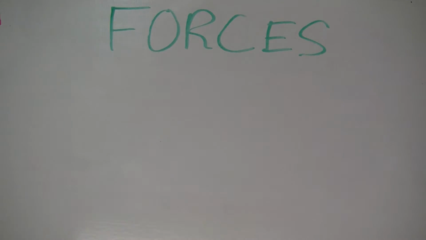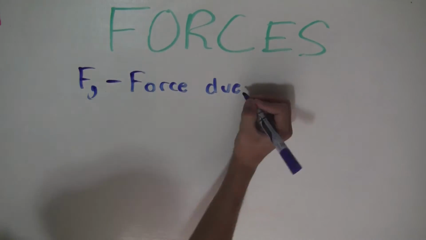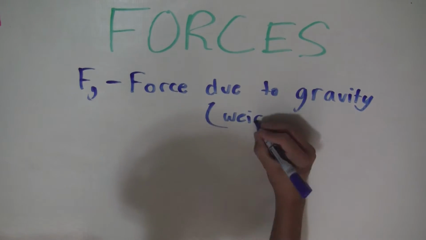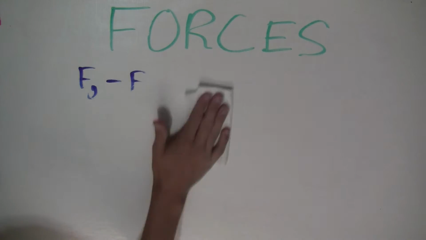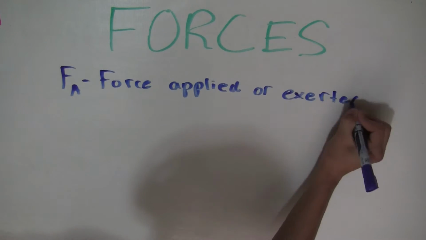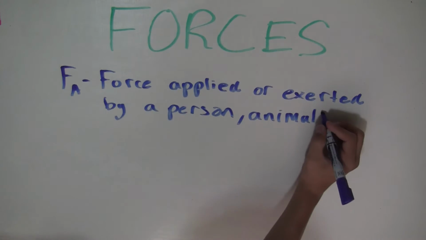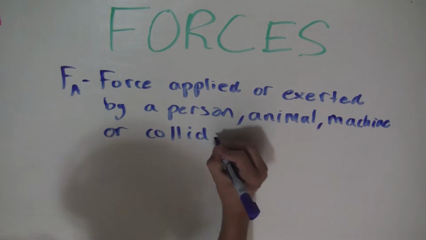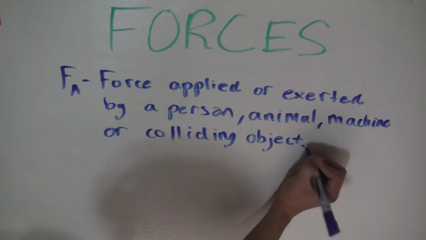Forces. Fg, we already know, is the force due to gravity. Fa is the force applied. It is a force applied or exerted by a person, animal, machine, or colliding object.